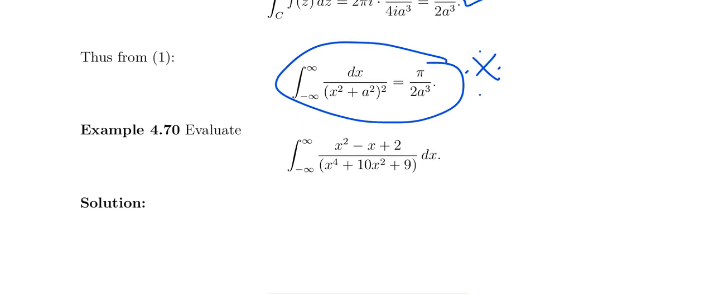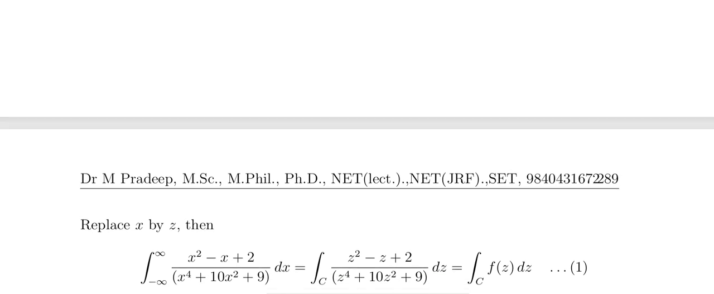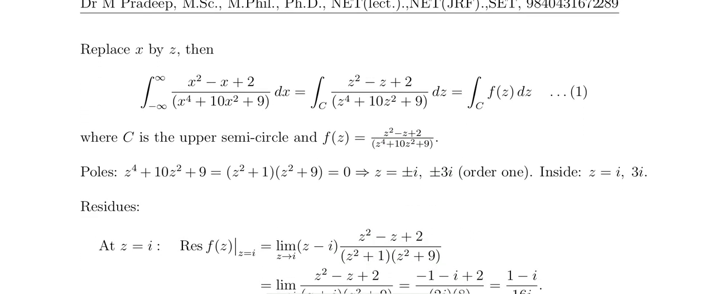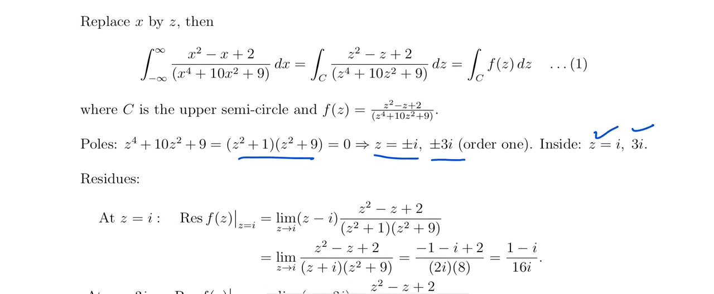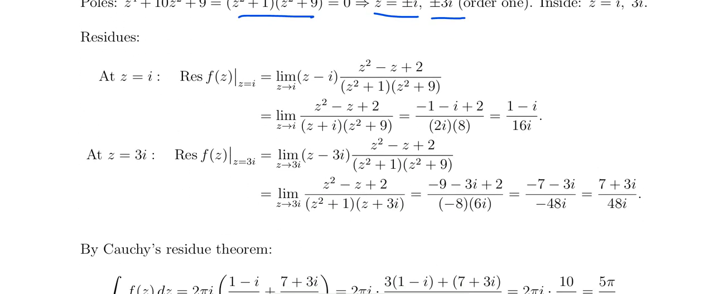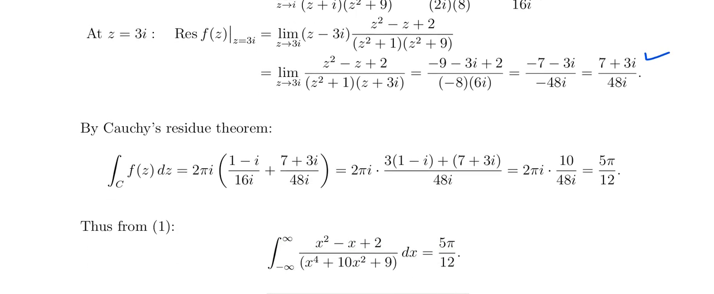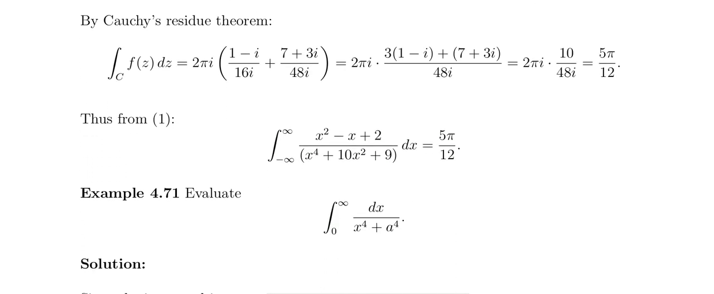Okay. So the same way, for this integral with x square over z power 4 plus something, when you factorize it, z square plus 1 into z square plus 9, then z equal to plus or minus i, plus or minus 3i. Only i and 3i lie inside. So when you find the residue at the points z equal to i and z equal to 3i, you get this. So integral over C of f of z dz equals 2 pi i into sum of the residues. So 2 pi i into, taking the LCM, when you simplify it, 10 by 48i. So i cancels, 5 pi by 12. So that is the answer.